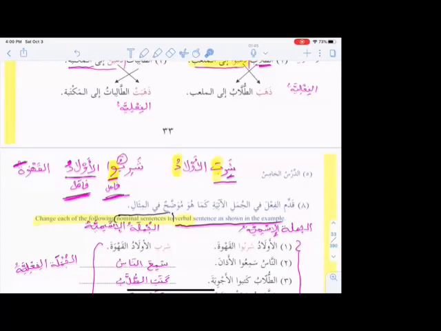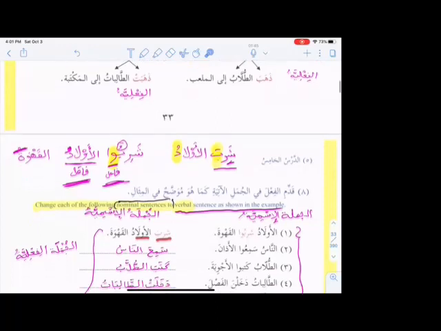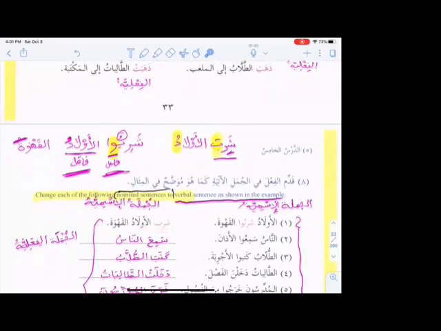Al-awladu sharibu al-kahwata became shariba al-awladu kahwata. An-nasu sami'u. See, an-nasu, jumla ismiya, mubtada. This is your khabar. An-nasu sami'u al-adhana. The people heard the azan. But what will you say here? Sami'a an-nasu. I did not write al-adhana. You can write it afterwards. Sami'a an-nasu, so fi'l and fa'il.